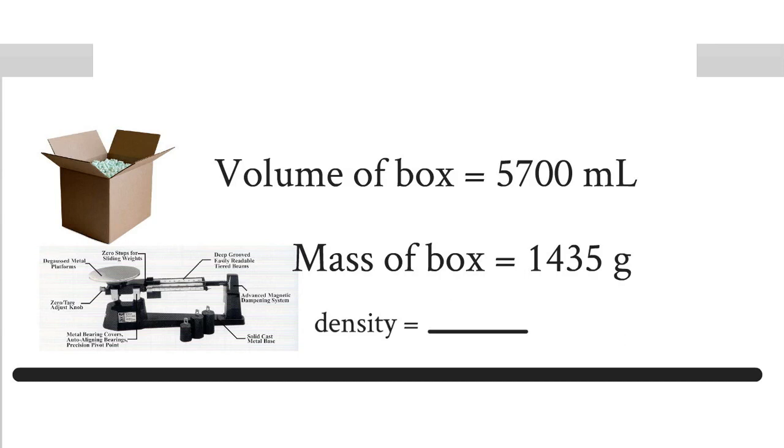Now, to calculate the density, density equals mass divided by volume. So density will equal 1,435 grams divided by 5,700 milliliters. And when you do the math, that equals 0.25 grams per milliliter, the density.